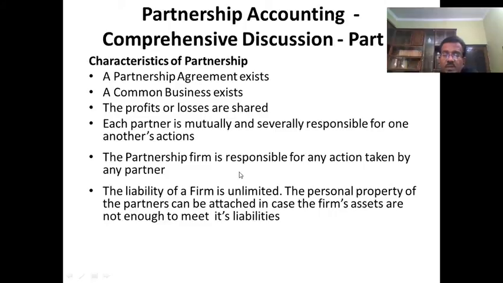The liability of a firm is unlimited. The personal property of the partners can be attached in case the firm's assets are not enough to meet its liabilities. If the partnership firm goes for dissolution and there are not enough assets, the personal property of the partners can also be attached to meet the liability of the firm. Why does a dissolution happen normally? It happens when the partnership firm has fewer assets than its liabilities. That is why, in a partnership firm, the liabilities of the partners are unlimited. There is no limit to that, unlike joint stock companies, where the liability of a member is limited only to the extent of his unpaid capital. But here this is not the case.